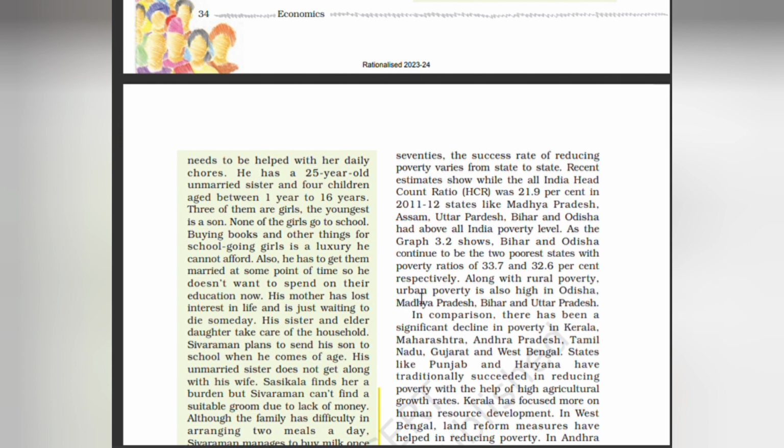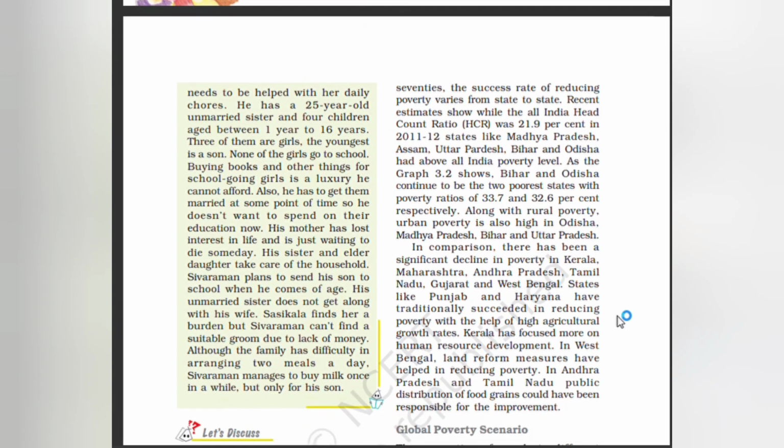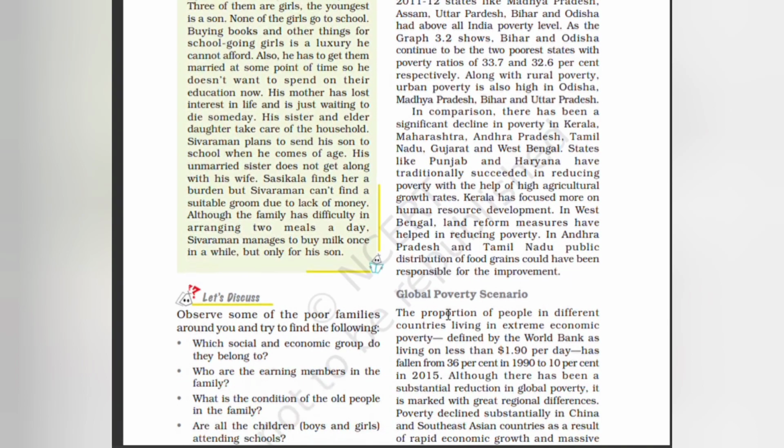Along with rural poverty, urban poverty is also high in Odisha, Madhya Pradesh, Bihar, and Uttar Pradesh. In comparison, there has been a significant decline in poverty in Kerala, Maharashtra, Andhra Pradesh, Tamil Nadu, Gujarat, and West Bengal. States like Punjab and Haryana have traditionally succeeded in reducing poverty with the help of high agricultural growth rates. Kerala has focused more on human resource development. In West Bengal, land reform measures have helped in reducing poverty. In Andhra Pradesh and Tamil Nadu, public distribution of food grains could have been responsible for the improvement.